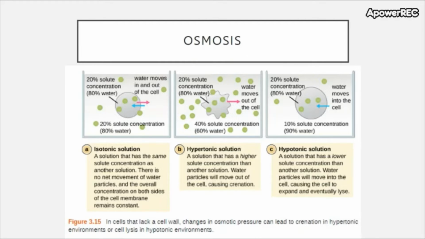Therefore, will the water travel in or out in a hypotonic solution? In a hypotonic solution, the water molecules will move into the cell, in order to try and dilute the concentration of solutes within the cell and potentially increase the concentration of solutes outside of the cell until they reach homeostasis.